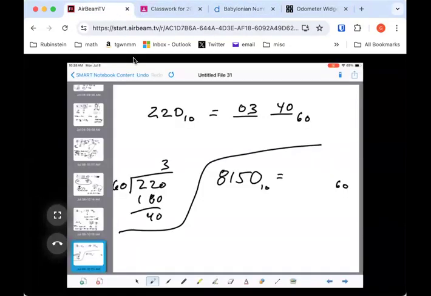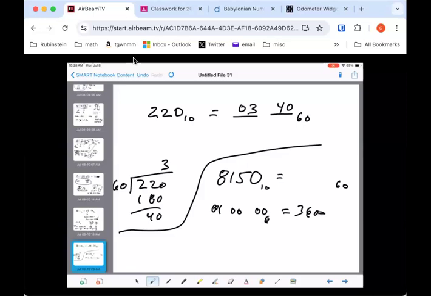Now, just to get our bearings straight, the number 01 00 00 would be 3,600. That's in base 60. And the number 02 00 00 would be 7,200. And 03 00 00 would be 3,600 times 3, which is 10,800.